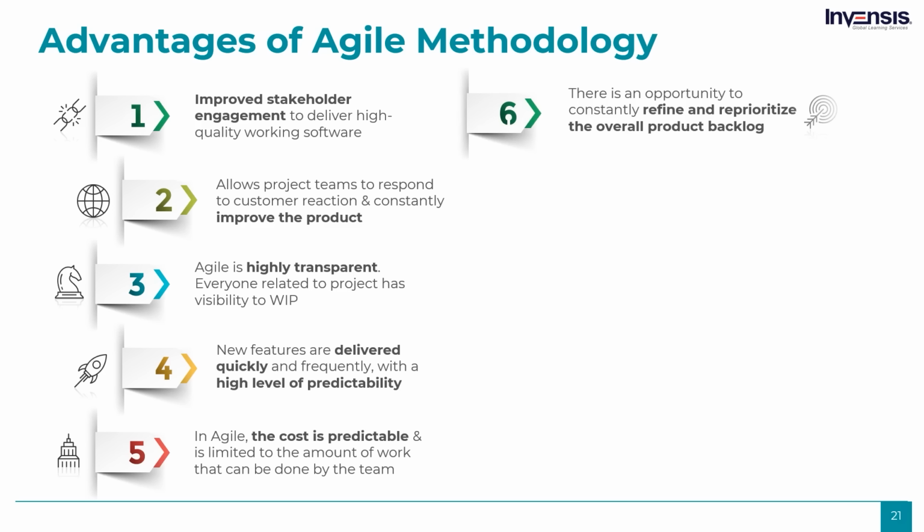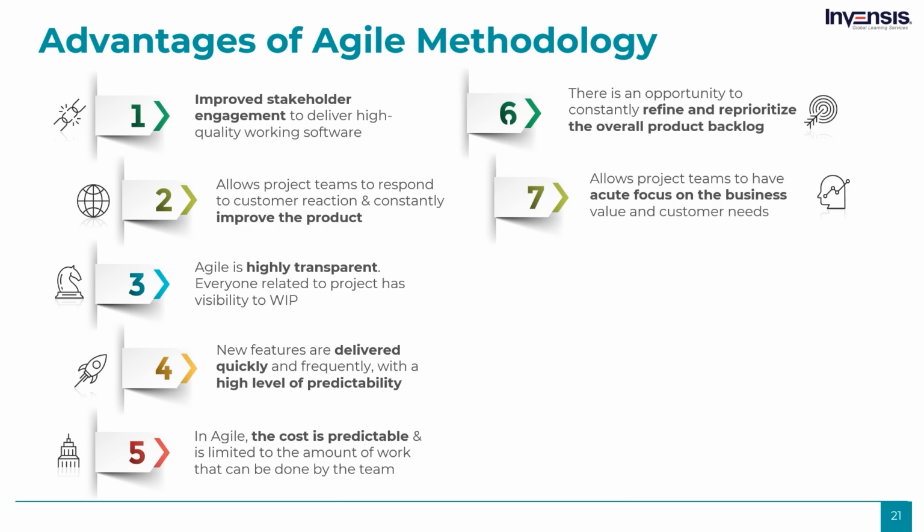Allows for change. By creating smaller iterations, the team is able to focus on providing value without needing to get all the requirements up front. There is an opportunity to constantly refine and reprioritize the overall product backlog. New or changed backlog items can be planned for the next iteration, providing the opportunity to introduce changes within a few weeks.